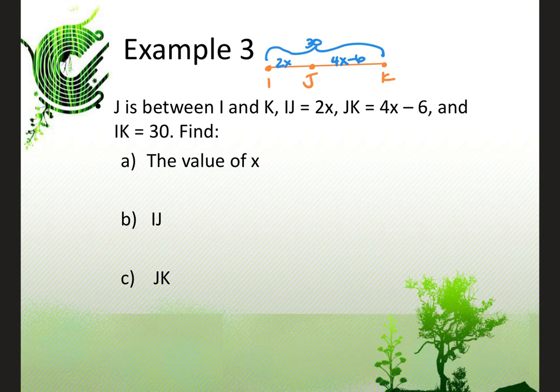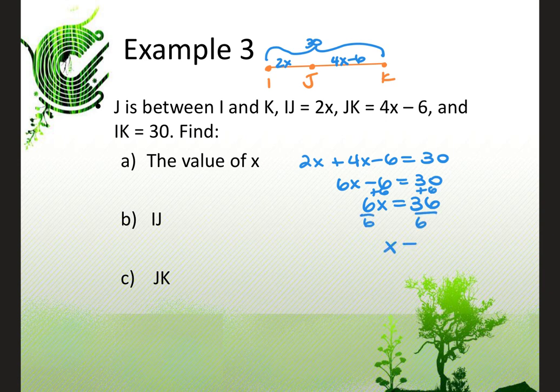So we're going to use the segment addition postulate to say that 2x plus 4x minus 6 would equal 30. 6x minus 6 would equal 30. 6x would equal 36 by adding that 6 to the other side. And then divide by 6, and x is 6. So our value of x is 6.